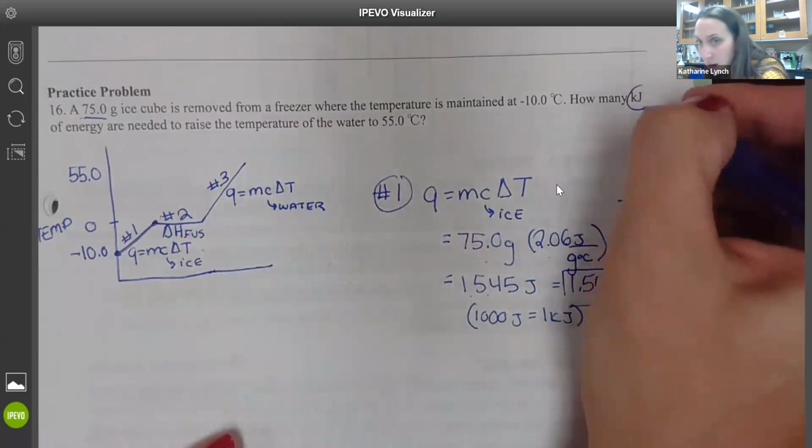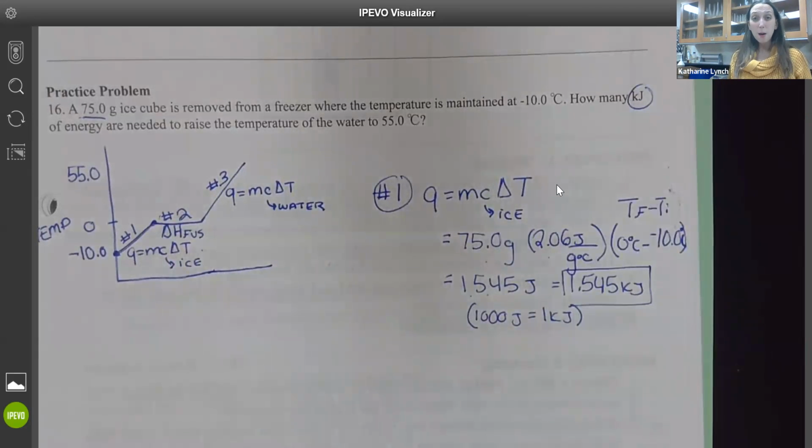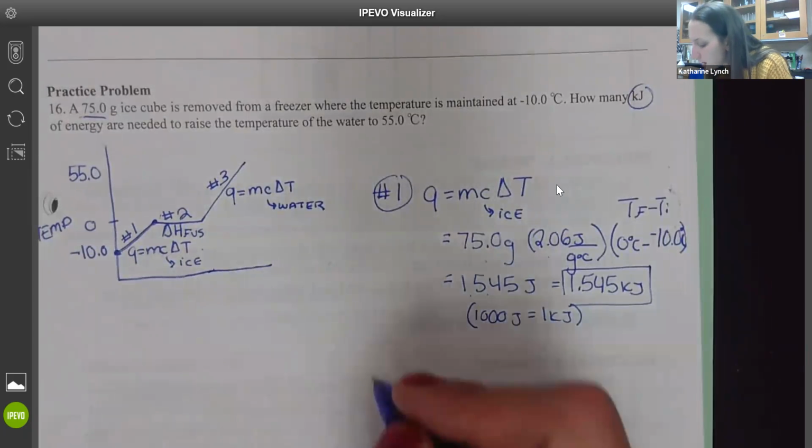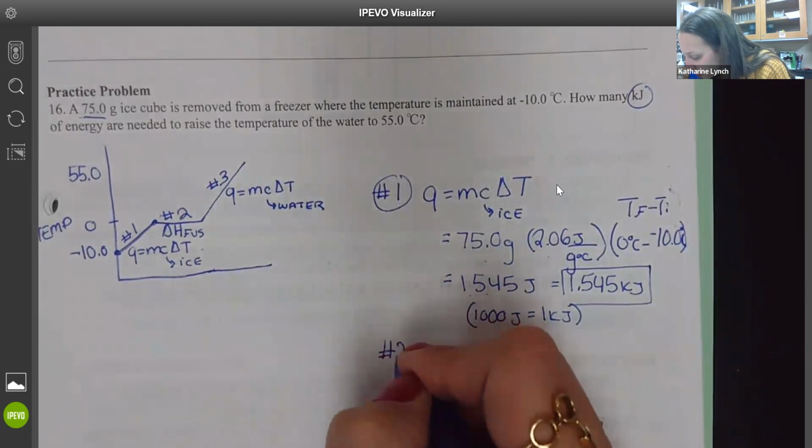The reason I changed to kilojoules is I need to total up all 3 parts into kilojoules at the end. So I'm just going to do it now. Put a box around it so I know where it is. All right, section 2.